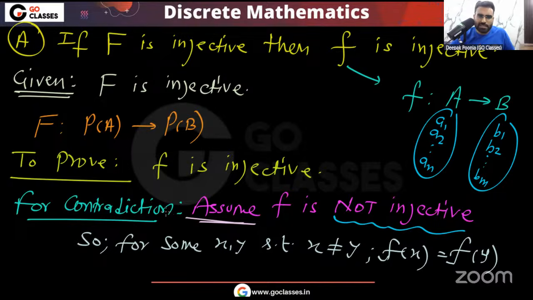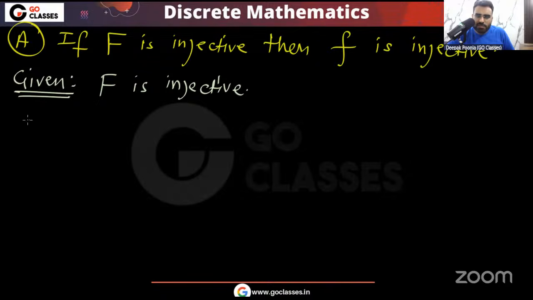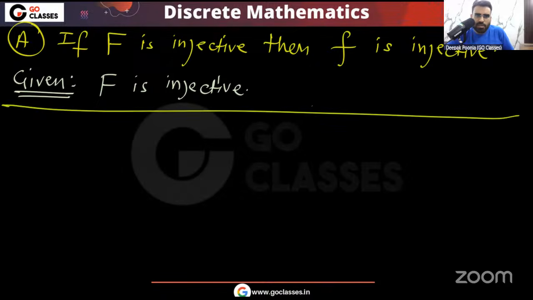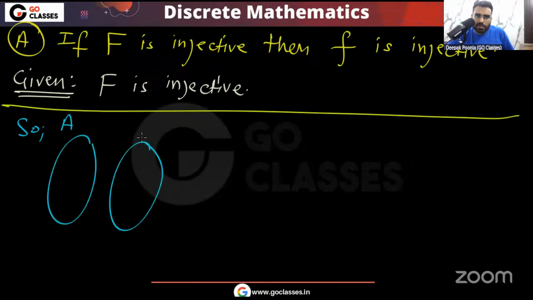Now, what is my task? My task is that if I assume that small f is not injective, then I can prove that capital F is also not injective. How? What is the reason? Let's see. Because you are assuming that small f is not injective, in this capital A there are at least two elements x, y such that their images are the same. Let's assume that the image is theta. So x and y have the same image. This is the situation in small f.